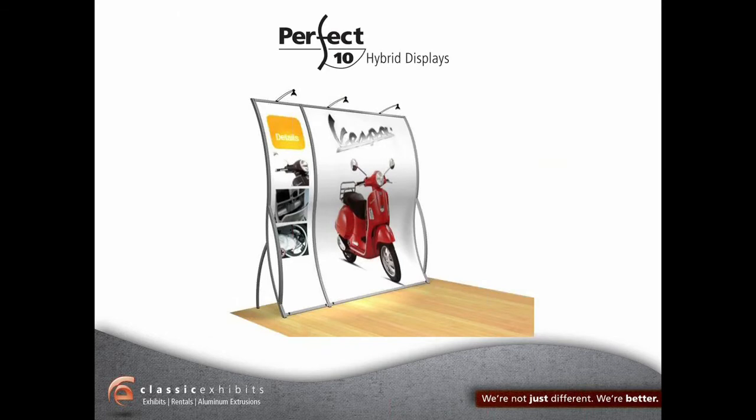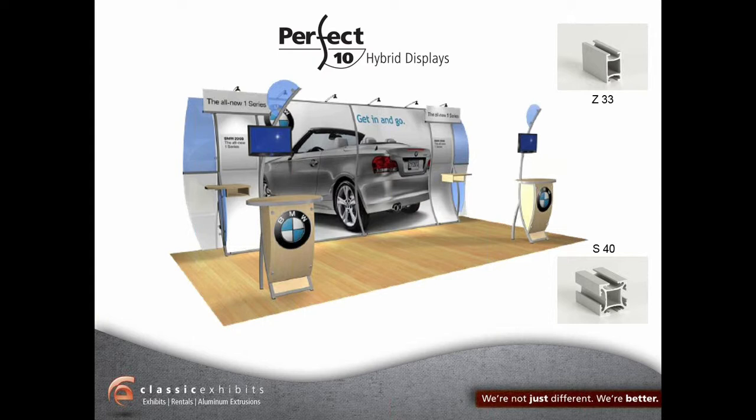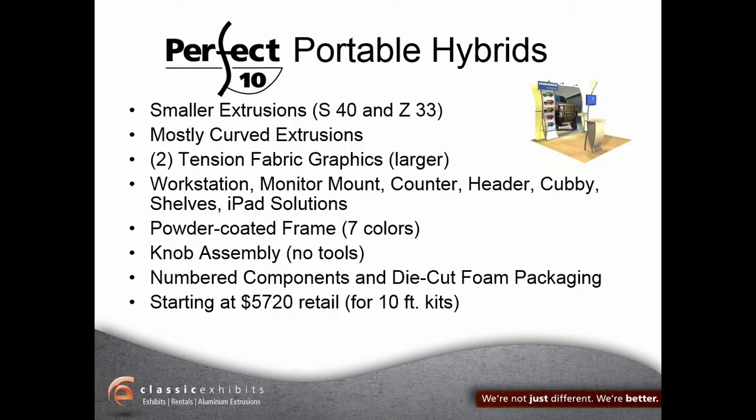Perfect 10. Perfect 10 primarily uses Z33, which is smaller than Z45, and S40, but it is an intensively curved system. It's also a system that is completely toolless. It's a very high design system for a modular portable modular hybrid system. And it has, as you can see, all the elements that we've talked about, but what makes it more expensive than a Magellan is lots more curves, lots more accessories, and it's completely a toolless system.